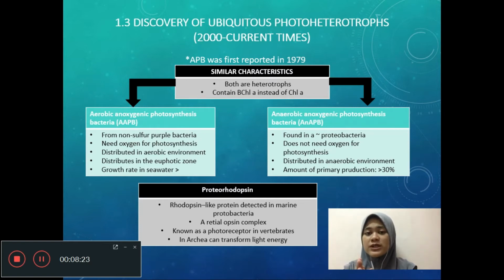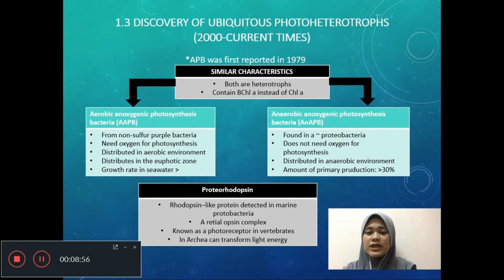AAPB was reported in 1979. AAPB was derived from non-sulfur purple bacteria and is widely distributed in aerobic environments. They also need oxygen for the photosynthesis process. AAPB are distributed widely in the marine environment. The in situ growth rate of AAPB was faster than the other heterotrophic bacteria.